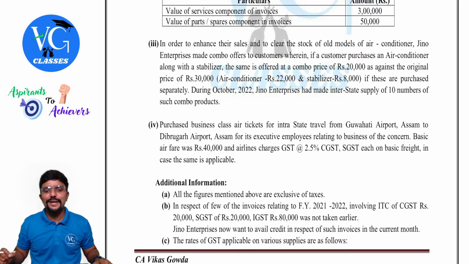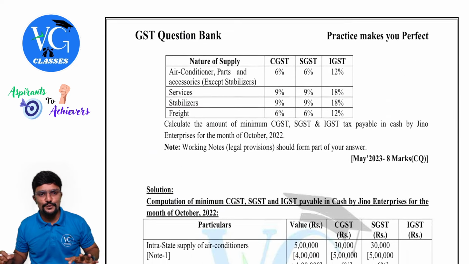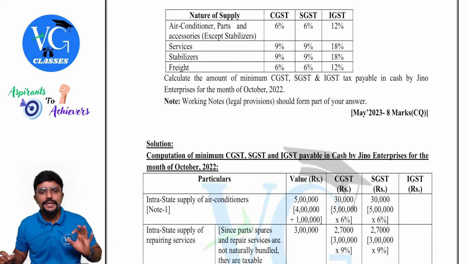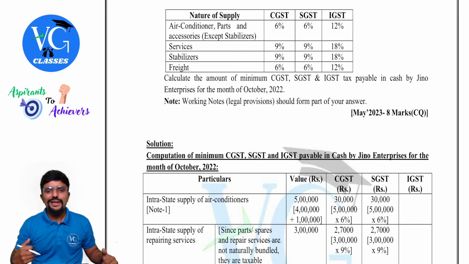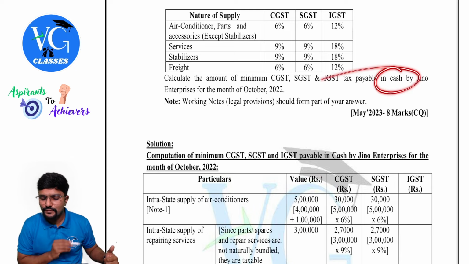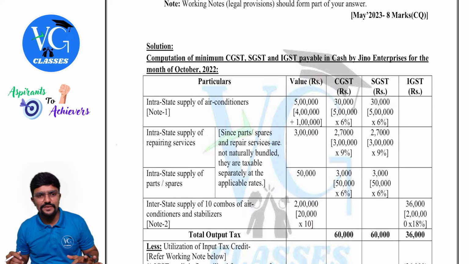The rates of GST applicable on various supplies are as follows. Air conditioner parts and accessories except stabilizers 6 and 12%, services 9 and 18%, stabilizers 9 and 18%, freight 6 and 12%, guys. Calculate the amount of minimum CGST, SGST and IGST tax payable in cash. Okay, we already read it. Straight away we'll go to the solution.